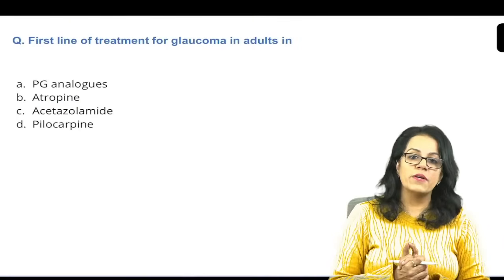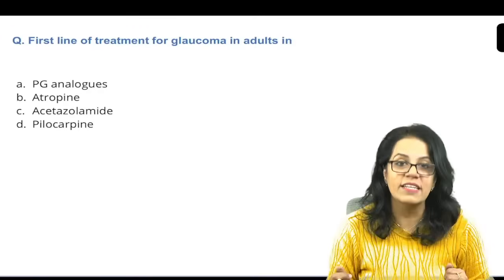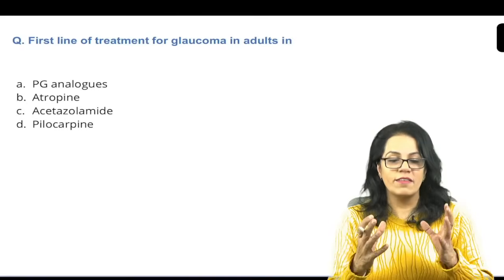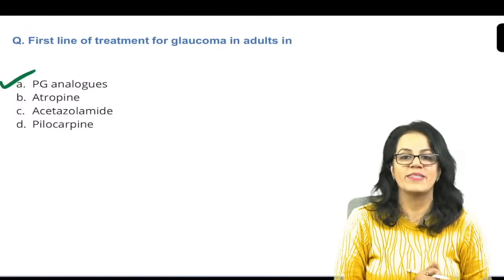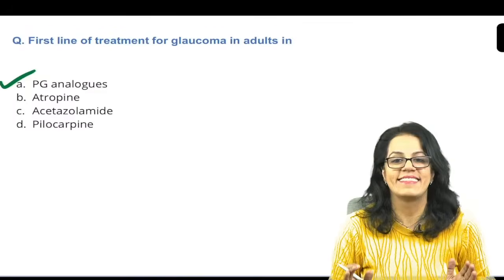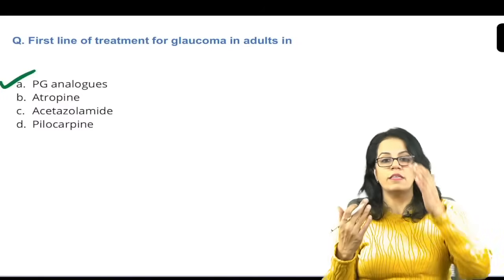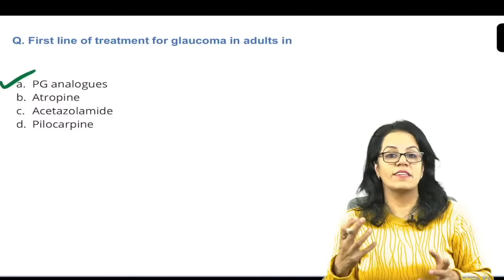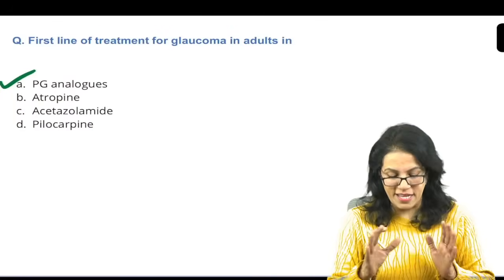I think this was also a question. What is the first line of treatment of glaucoma? So when we talk about open angle or angle closure, first line we are giving prostaglandin analogs. Just keep this in mind. Okay, sometimes you have to always answer prostaglandin analogs. Sometimes in some patients we can start with brimonidine as well, but you will answer this one.